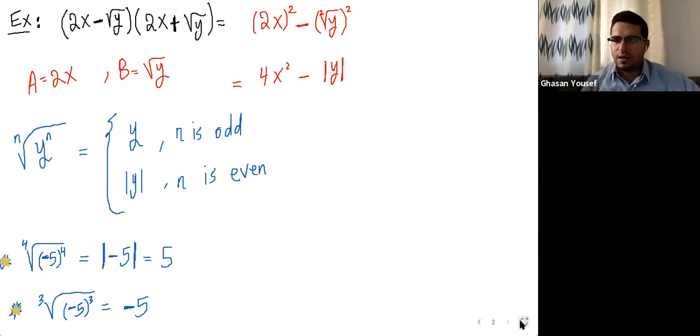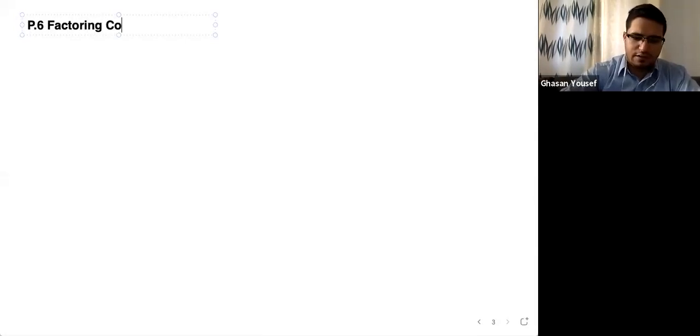Now let's go to the new section. It is P.6, factoring common factors.